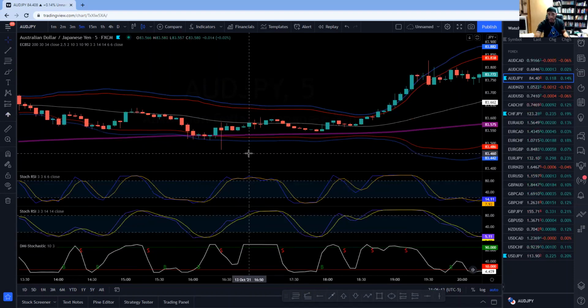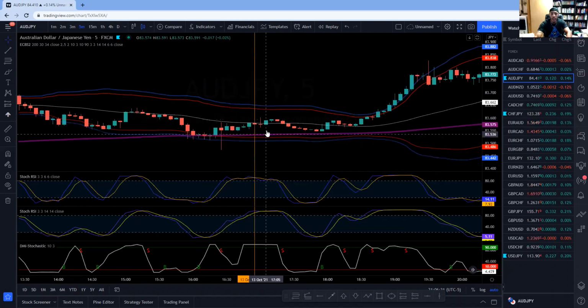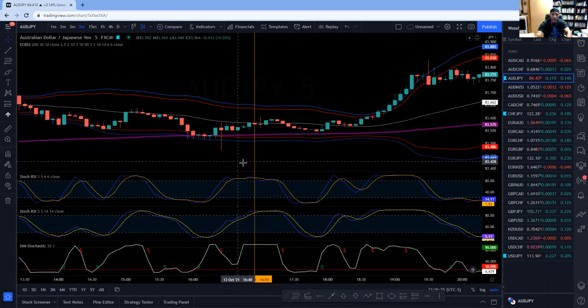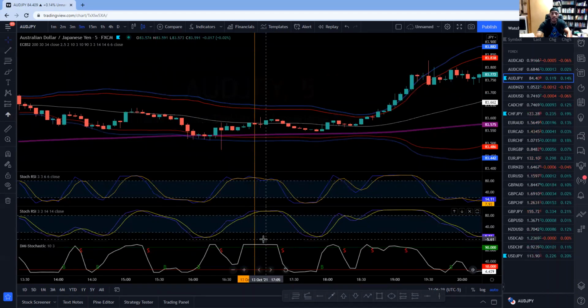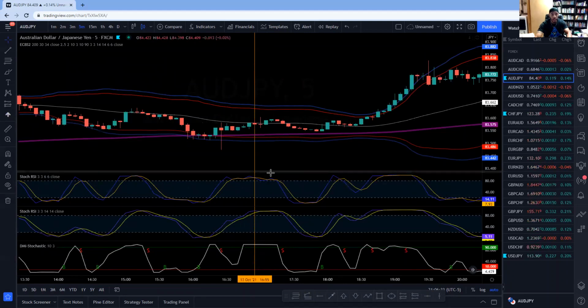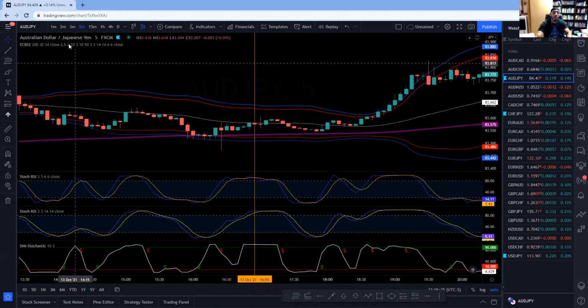So for example, all right, let's see, we're gonna go right here. So right here, we see price isn't touching any of the Bollinger Bands. It's pretty much right in the middle, but the stochastic RSIs and the DMI stochastic is indicating an overbought market, okay? So we'd be looking for sells, right? We'd be looking for selling opportunities.